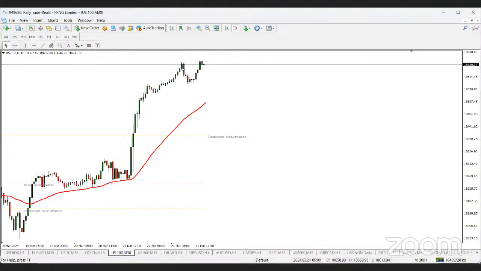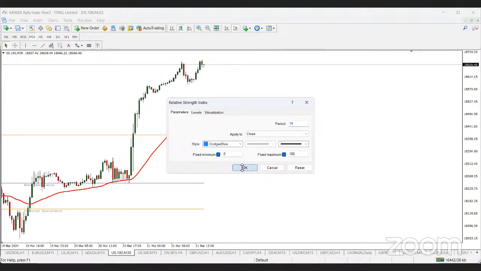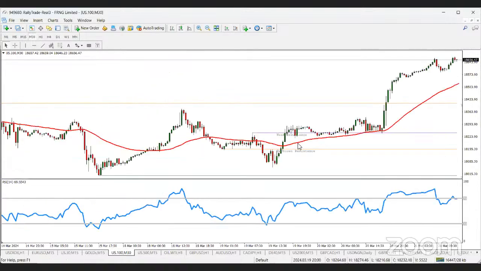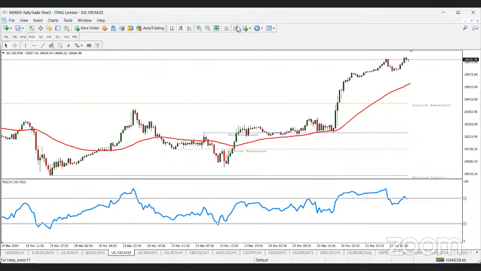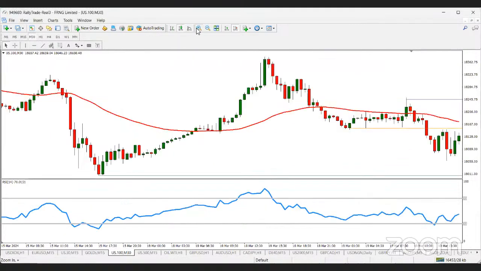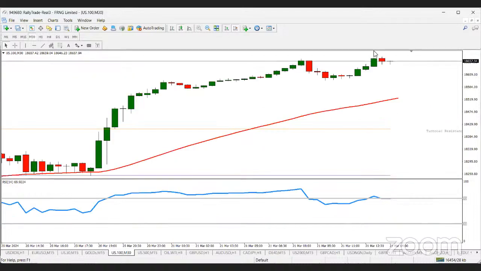Now, it has kind of broken structure here because it has given a new high. But let's see what our RSI is saying. Okay, now look at this. US 100 has given a new high on my chart, right? If I zoom in now, you can see that the candle I've traded has done a higher high, but my RSI is doing a lower high. My RSI here is doing a lower high.